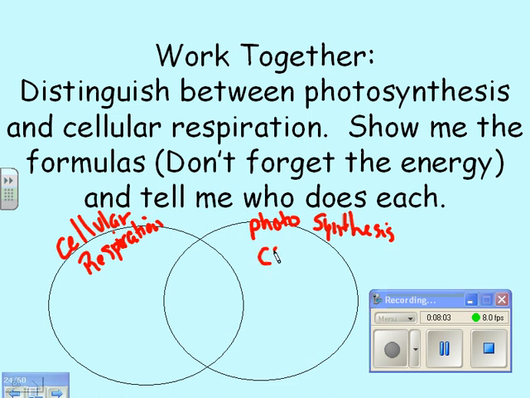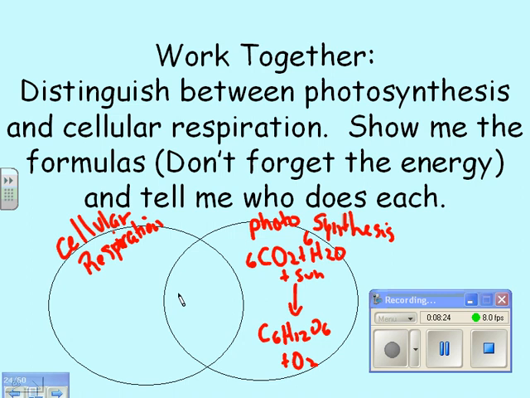They're going to talk about CO2 and H2O. And if you are really good, you can put your numbers in there. 6 of these and 6 of these. And sunlight. And you make glucose. And your waste product is oxygen.